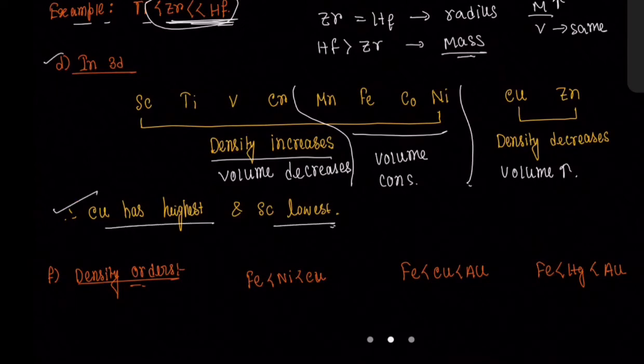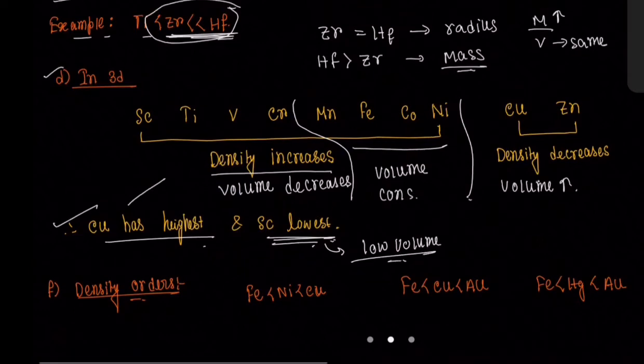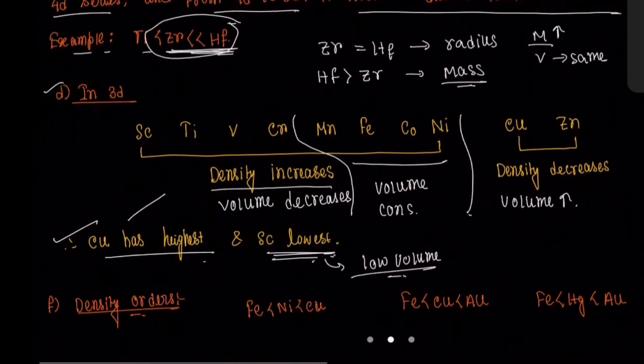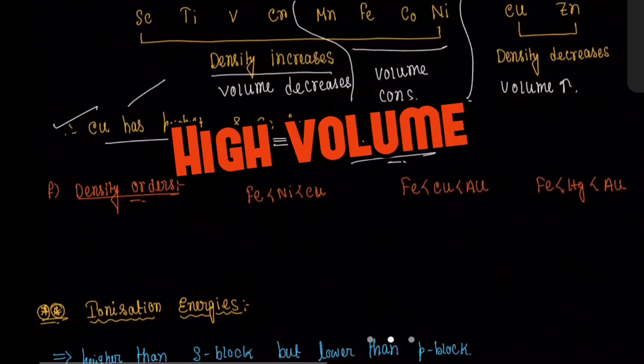Copper has the highest and scandium has the lowest density of the d block. Scandium is the first d element, the first transition element. Now, why is it lowest? Because of the high volume. Okay, it would be high volume, not low volume. Scandium has very high volume because of that. Just correct it. I'm not writing it anymore.